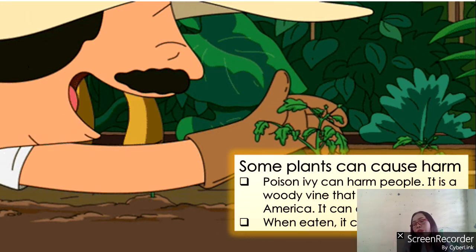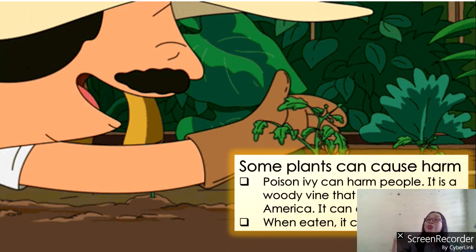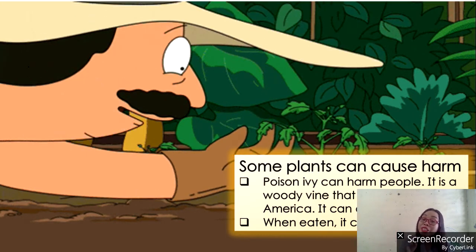By the way, you could not see this in our country because we're in a tropical country. So this type of plant is common in North America.